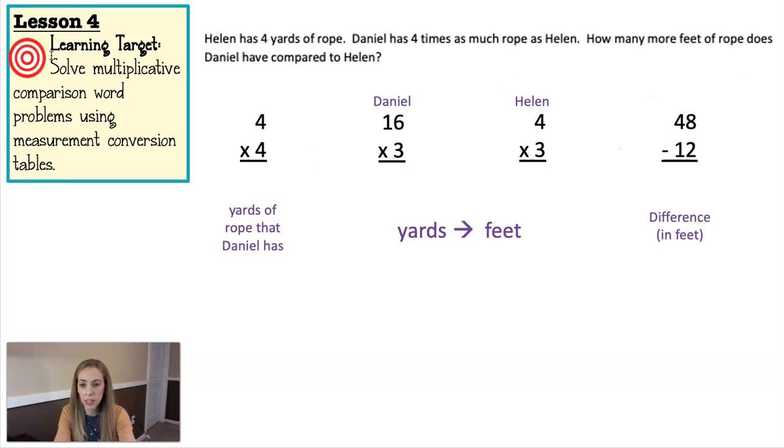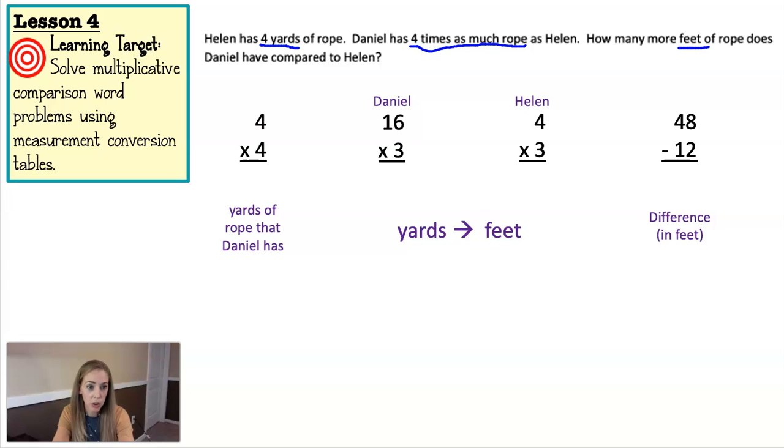Okay, lesson 4 is all about story problems. And it would have taken me forever to do all of the work with this silly little tool. So I wrote out the steps that we'll need to do ahead of time. But let's look at the problem. It says Helen has 4 yards of rope. Okay. Daniel has 4 times as much rope as Helen. How many more feet of rope does Daniel have compared to Helen?